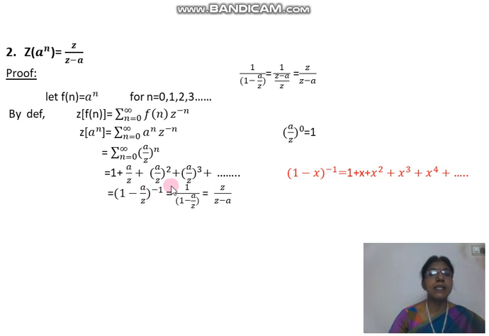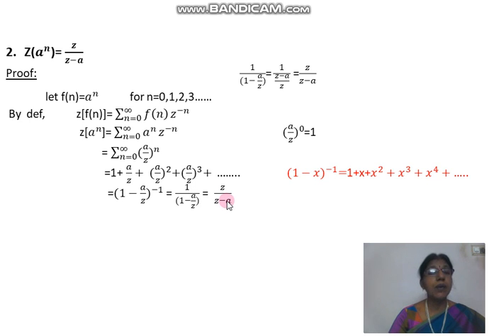1 minus a by z inverse can be written as 1 by 1 minus a by z. Taking the LCM, z will be in the denominator, z minus a by z, so into 1 into z by z minus a, which gives z minus a. Now what is LHS? Z transform of a power n is equal to z minus z by z minus a.